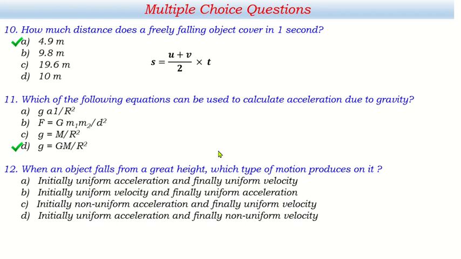That's why we have to look for the option which contains uniform acceleration and uniform velocity. Okay, initial uniform acceleration, final uniform velocity. Now it is present in the first option. Initial uniform velocity, this is wrong. Initially non-uniform acceleration, this is also incorrect. Initially uniform acceleration, yes, and finally non-uniform, this is incorrect. That's why option number A is correct.